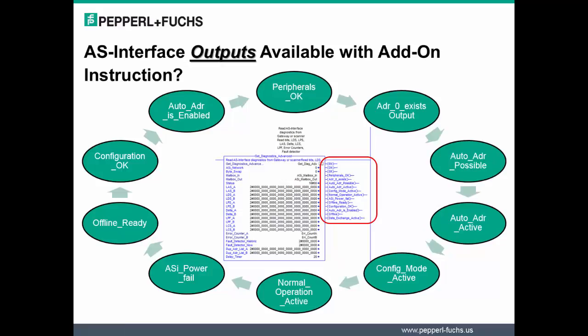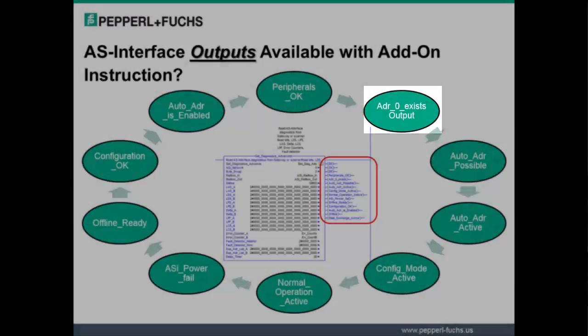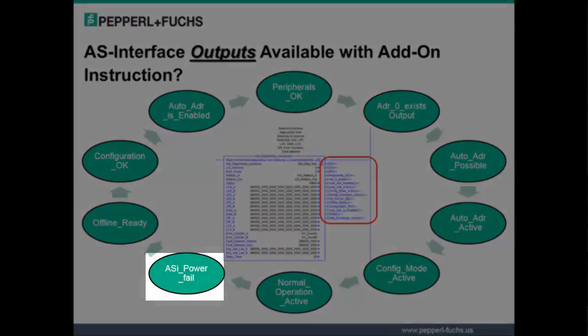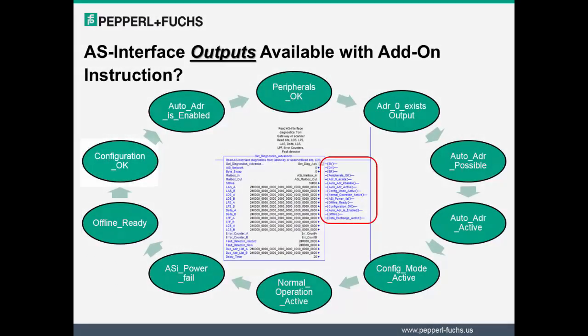Equally valuable are the ASInterface output diagnostics. The following set of ASInterface outputs includes peripherals OK, address 0 exist output, auto address possible, auto address active, configuration mode active, normal operation active, ASI power fail, offline ready, and configuration OK. Once again, if you need further details on this list of parameters, please contact tech support. Note, highlighted in red are where the status of these outputs can be monitored. However, these can also be monitored in the controller tags of RSLogix5000.